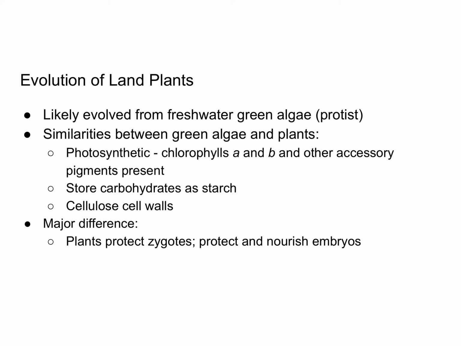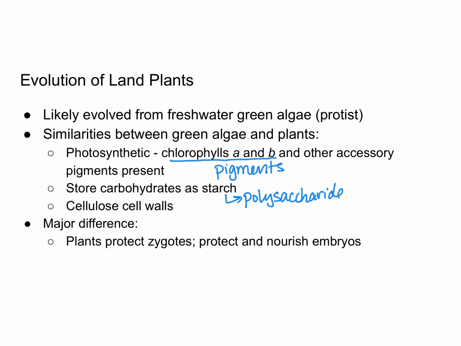They both do photosynthesis, and they both have these pigments known as chlorophylls A and B. And these are those pigments that are involved in photosynthesis. Both plants and green algae store carbohydrates as starch. So starch is a polysaccharide. And both green algae and plants have cellulose in their cell walls.